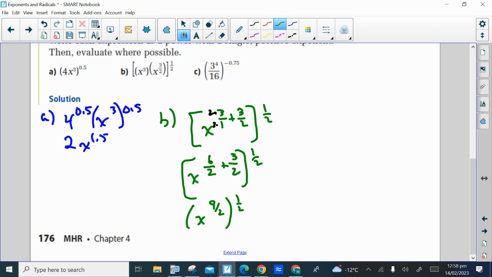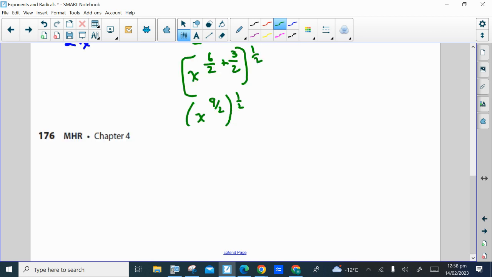Are we done, Sherry? No, because we have one exponent raised to another. What do we do, Sal? Multiply the exponents and keep the base the same. And when you multiply fractions, you have to remember it's always top times top and bottom times bottom. So on top, 9 times 1 is 9. On the bottom, 2 times 2 is 4. So there's the final simplified answer.